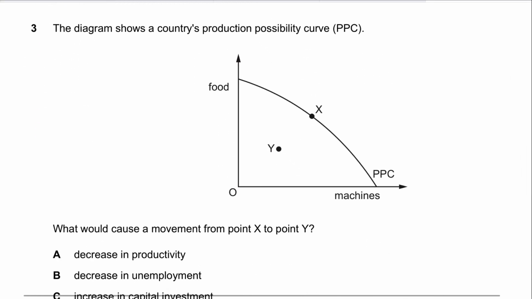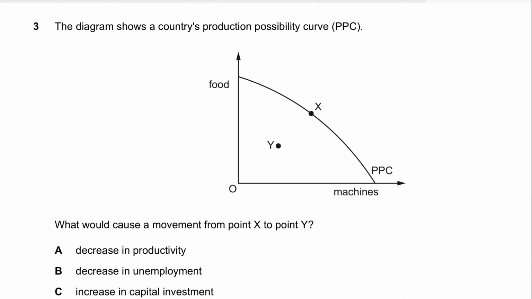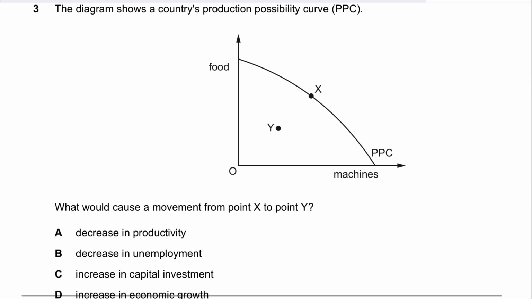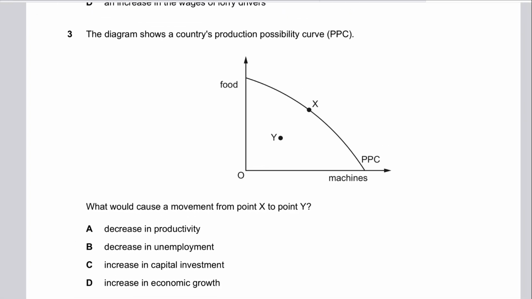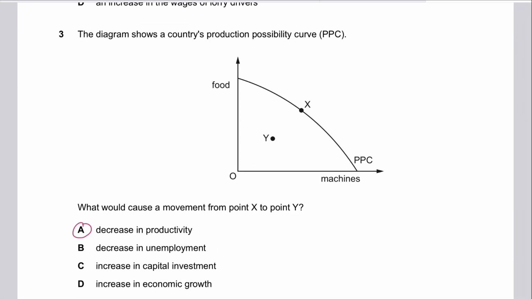Question number 3, the diagram shows a PPC. What would cause a movement from X to Y? Decrease in productivity. This is the answer, because when you're moving from X to Y, that results in idle resources or unemployed workers, basically unemployed resources. So it means that the resources are not being fully or efficiently used. A decrease in productivity means that the same resources that you have end up producing less output.